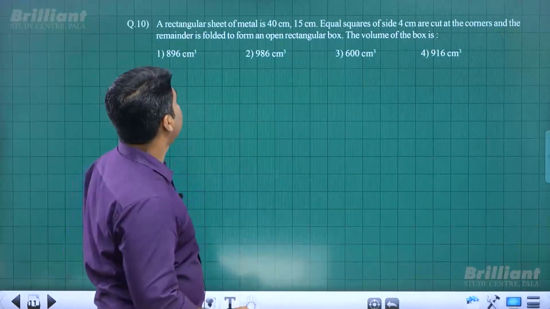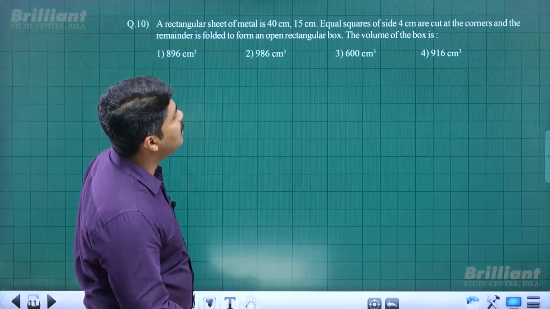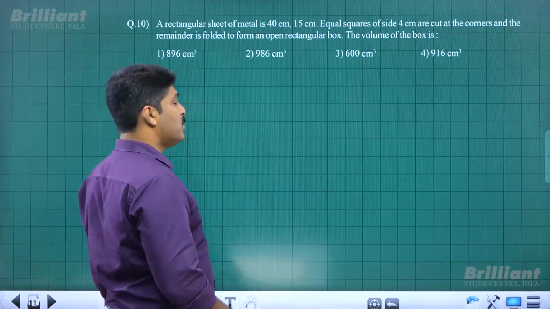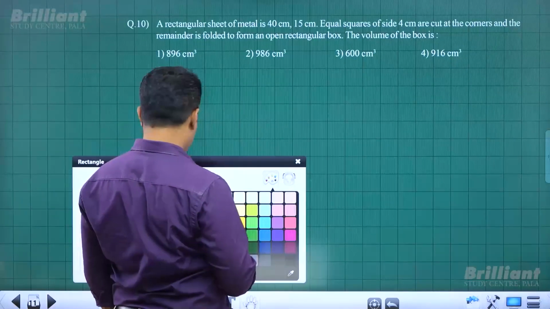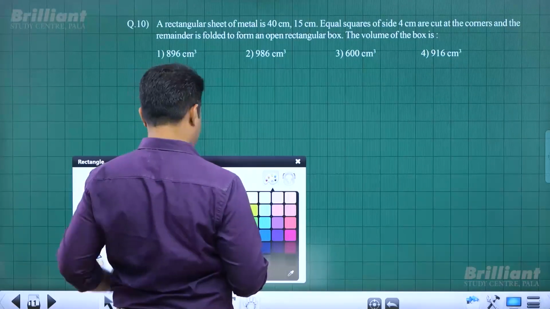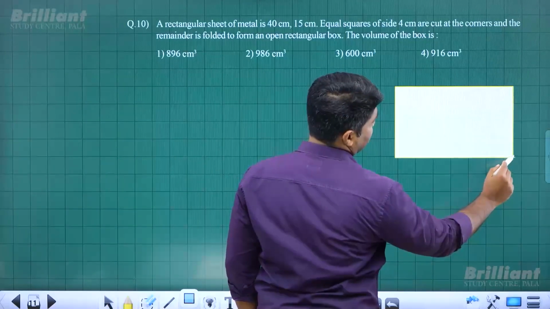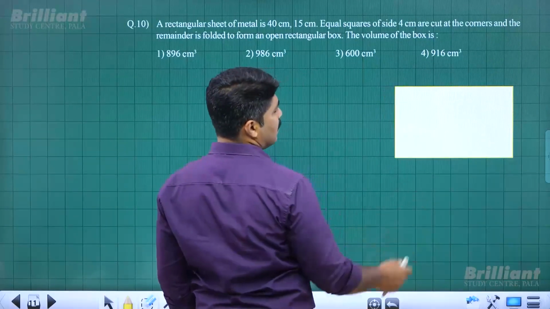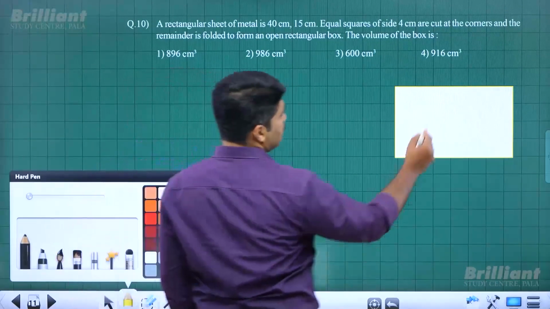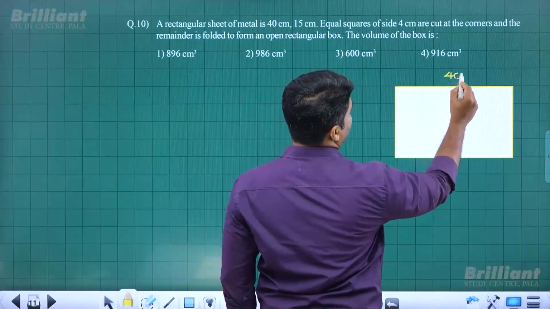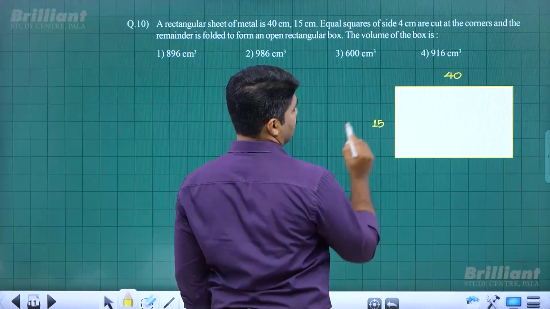And consider this question. A rectangle sheet of metal is 40 centimeter and 15 centimeter. Its measures are 40 centimeter and 15 centimeter. So while we are considering a rectangular sheet, got it? So a rectangular sheet. So if you are considering like this, so this is 40 centimeter and 15 centimeter. Here this is 40 and this is 15 centimeter.